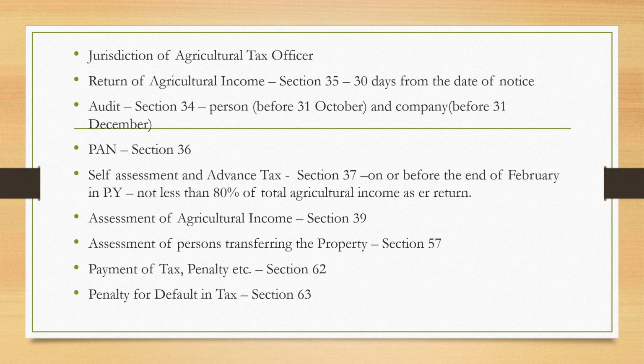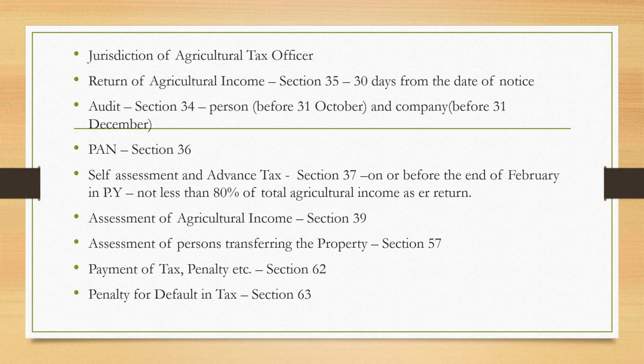Now, assessment of persons transferring property, that is section 57. Section 57: Where a person in receipt of agriculture income from any land in the state is found to have transferred his interest in such land to another person, the transferor and the transferee shall each be assessed in respect of his actual share, if any, of such agriculture income.